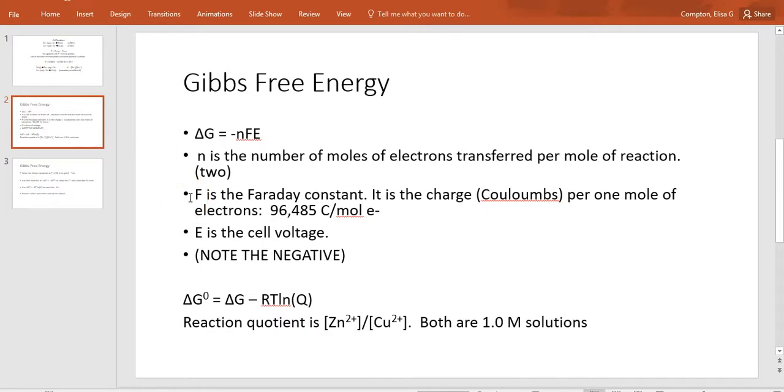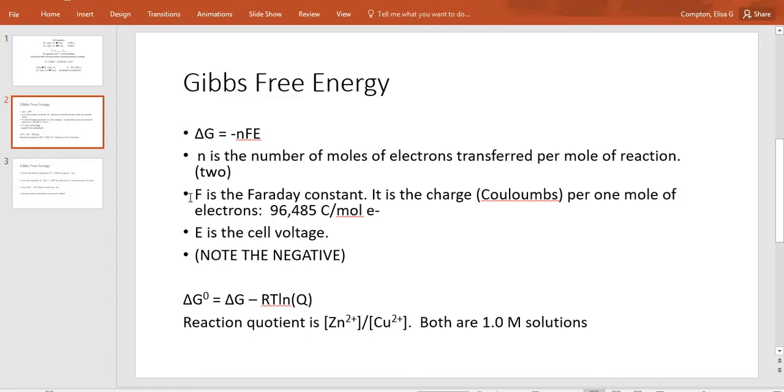The equation for Gibbs free energy is fairly simple. Delta G is equal to minus nFE. So let's unpack that a little. n is the number of moles of electrons per mole of reaction. So in our case, we have zinc becoming zinc 2+, copper 2+ becoming copper, so we're transferring 2 moles of electrons per mole of reaction.